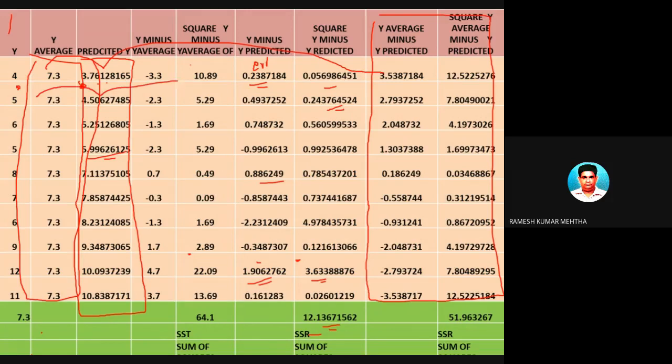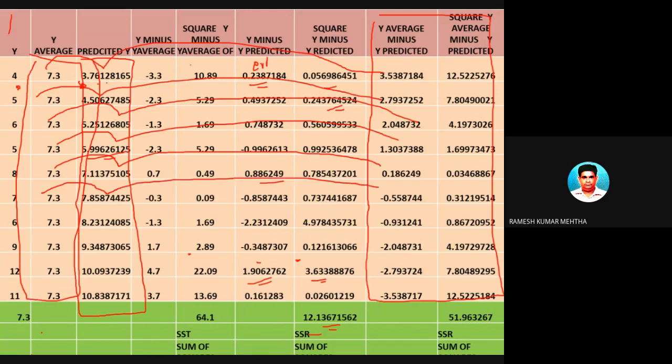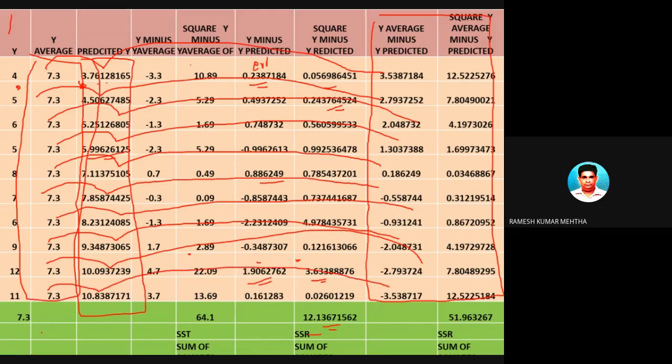7.3 minus 4.5 will give you 2.79. 7.3 minus 5.25 will get 2.04. 7.3 minus 5.99 you will get this figure. 7.3 minus 7.11 you will get this figure. 7.3 minus 7.88 you will get this figure. 7.3 minus 8.23 you will get this. 7.3 minus 9.84 you will get this one. 7.3 minus 10.09 you will get this one, and finally 7.3 minus 10.83 you will get this one. So this is the way you find out the values of this particular column.